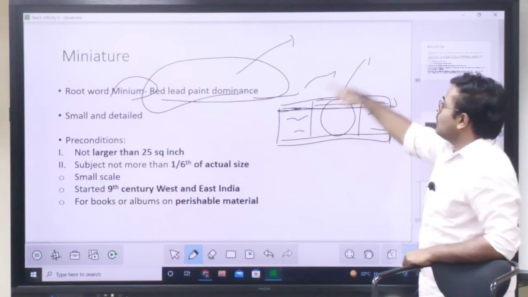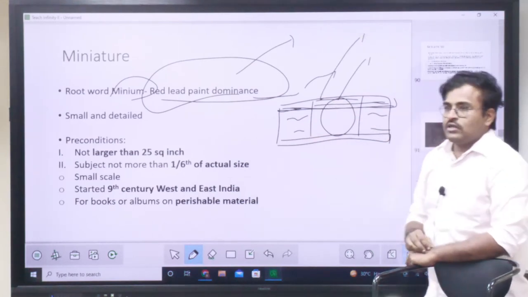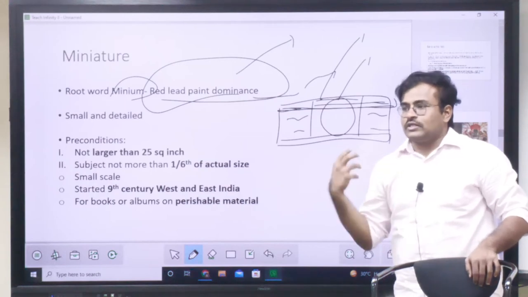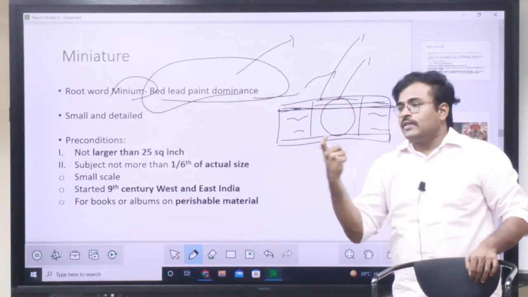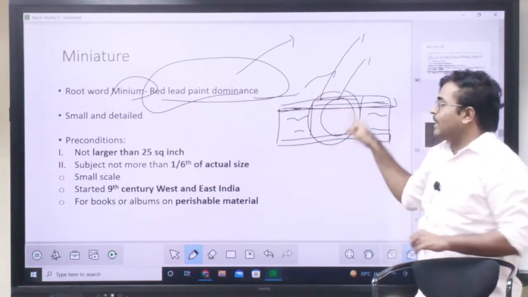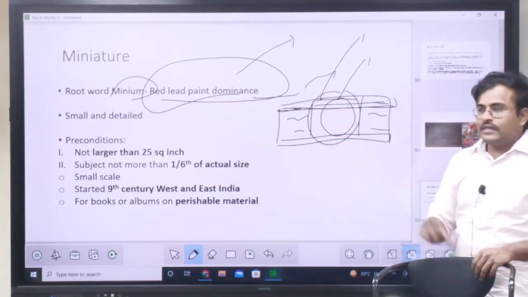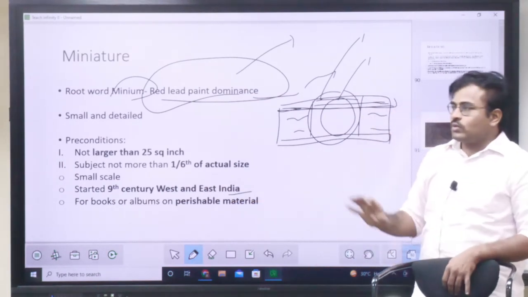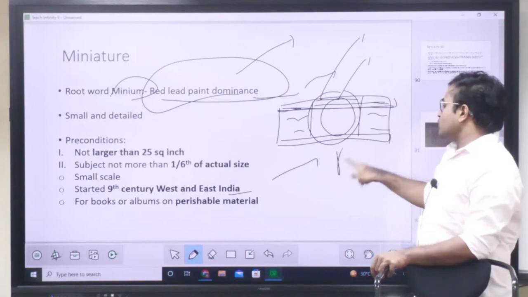In this ornamentation, they started using floral designs and geometric patterns. Along with that, some other colored paintings also they started using in order to decorate the margins. Margin decoration plus central image, these two things combined are known as miniature paintings. And this miniature painting tradition started in 9th century India and it was started by the Palas.